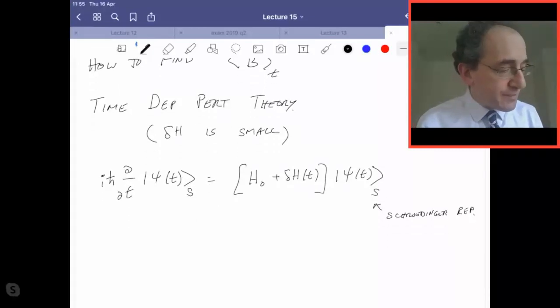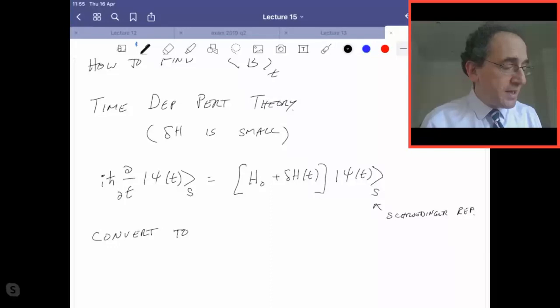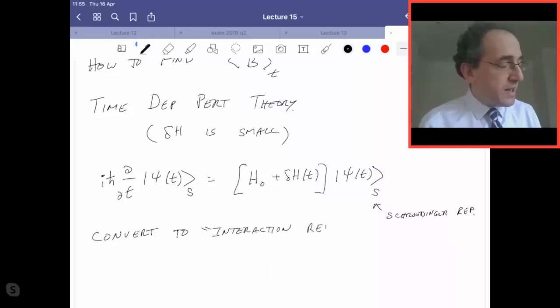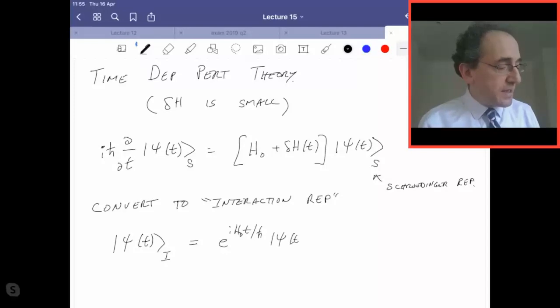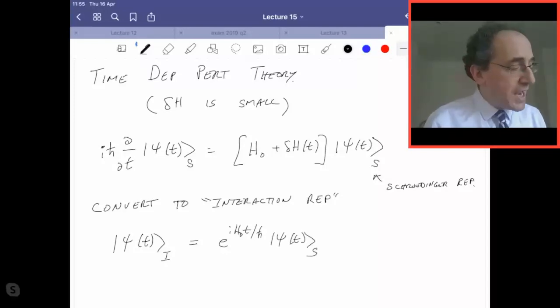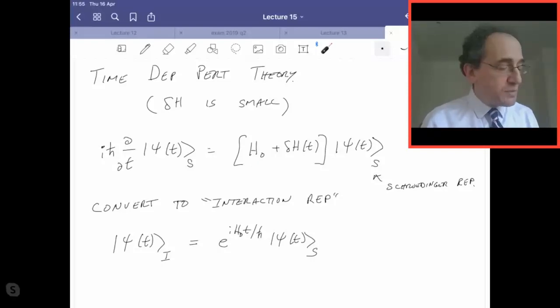Okay. Anyway. So we're going to now convert the Schrodinger equation to the so-called interaction representation. And what that is: you write the ket psi of t in the interaction rep as e to the i H naught t over h bar times psi of t in the Schrodinger rep. So in other words, the time dependence associated with H naught is absorbed into the ket here. Okay?